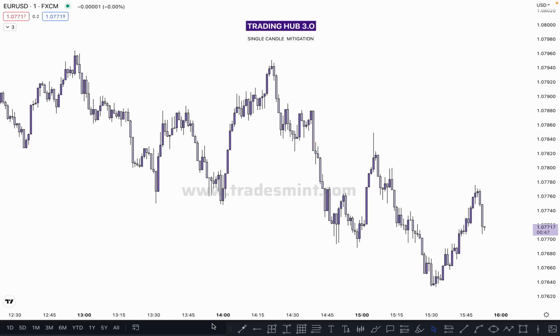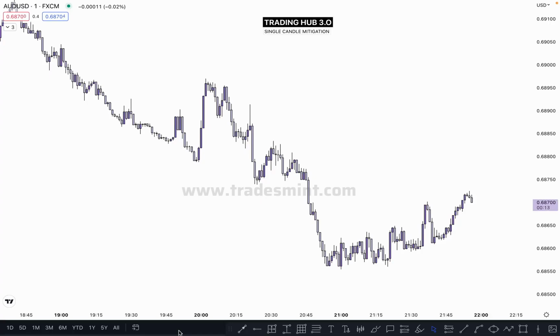First of all, you have to identify your structure, then identify your POI, then wait for mitigation, and then switch to a lower time frame. It's up to you which time frame you use. If you are using 1 hour as a higher time frame, then 5 minutes for the entry; 15 minutes as a higher time frame, then 1 minute for the entry. So let's see how it works actually and how you can trade here.